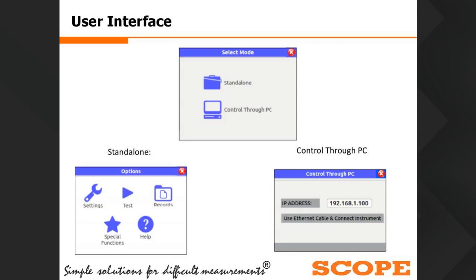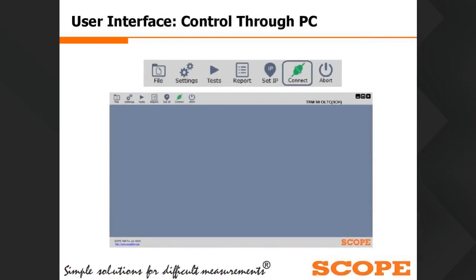If we select control through PC, we will get this command, that is ID and IP address, and we need to connect the instrument to the PC through an Ethernet cable. After selecting control through PC, we will get this type of display on our laptop or PC, and with the help of some settings, that is create ID or edit ID, and after that we need to select tests, and we will test WRT, all-tap WRT, demagnetization and OLTC through TC.